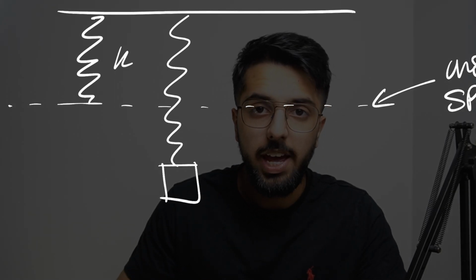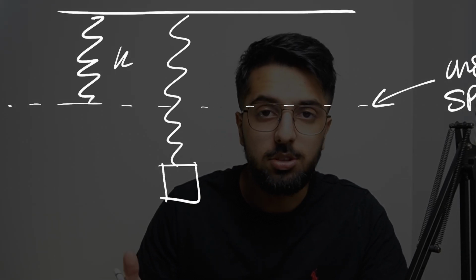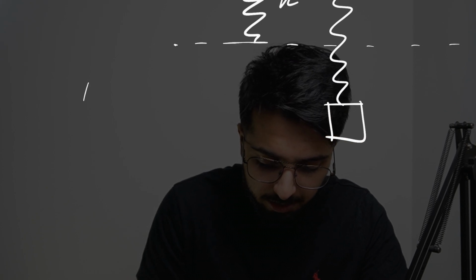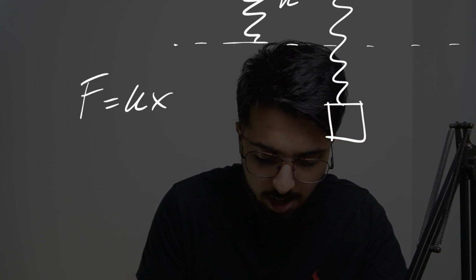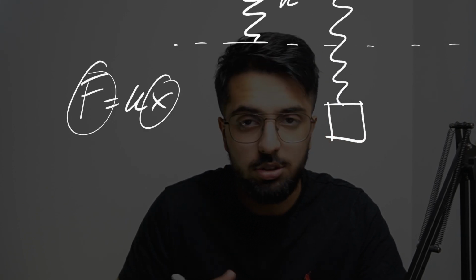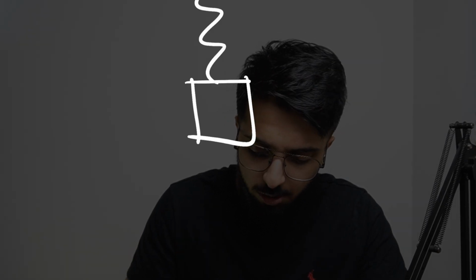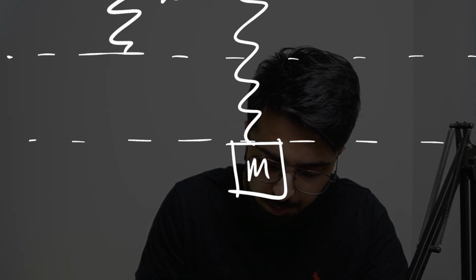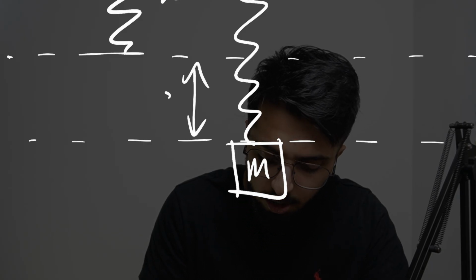And so obviously when we add a mass, we add a force, right? Because of the weight force of the mass, and therefore due to F is equal to kx, if we add a force, there's obviously going to be a displacement present. And so obviously we can call this mass m, and let's say this spring has displaced a distance of a.